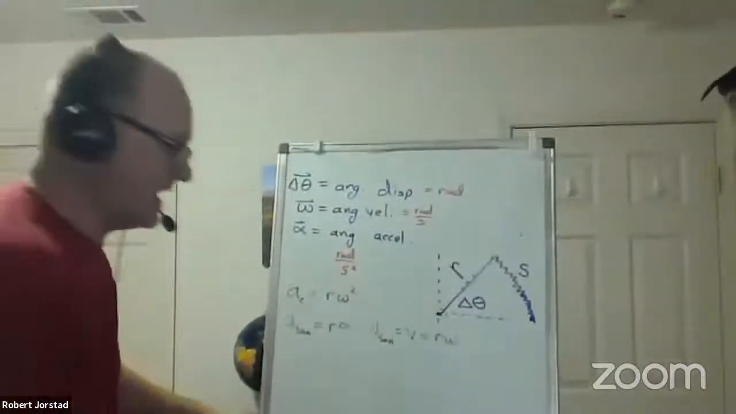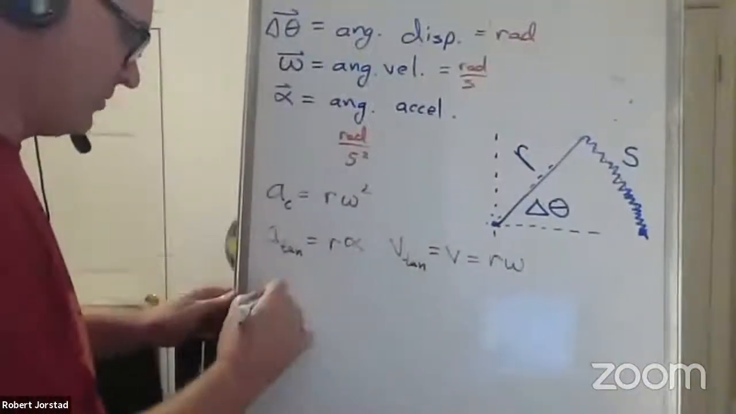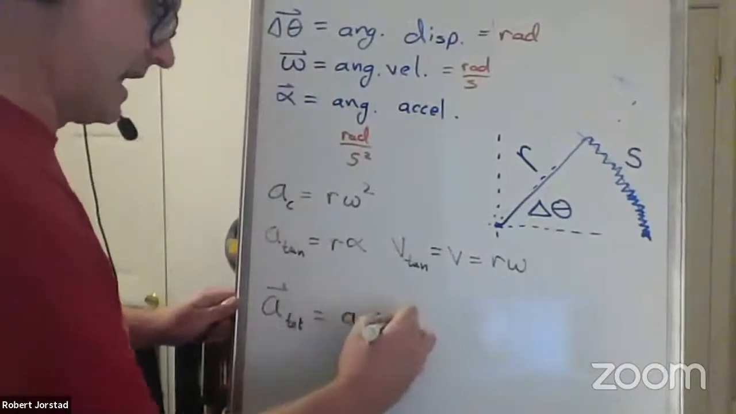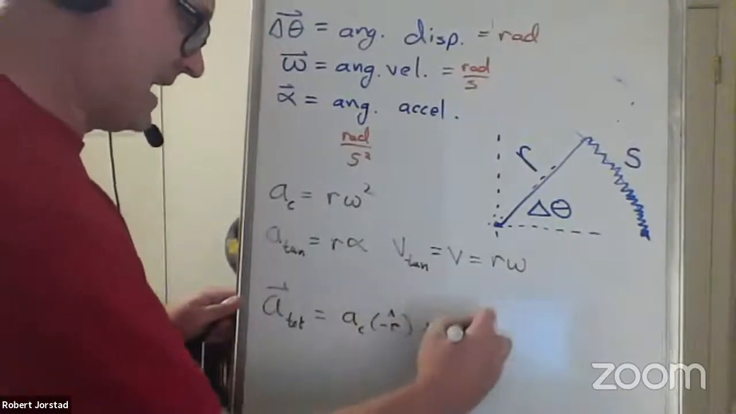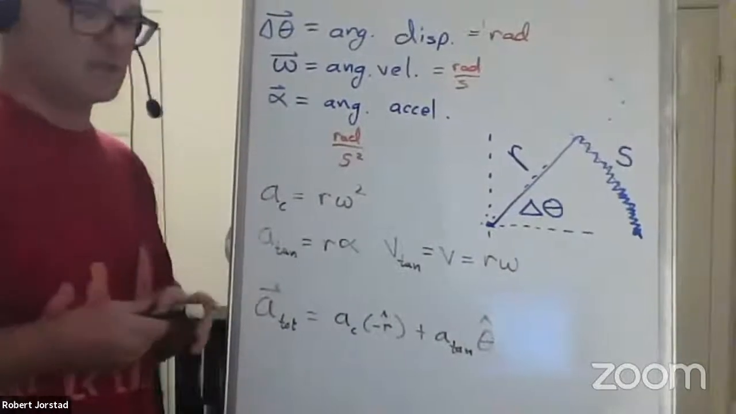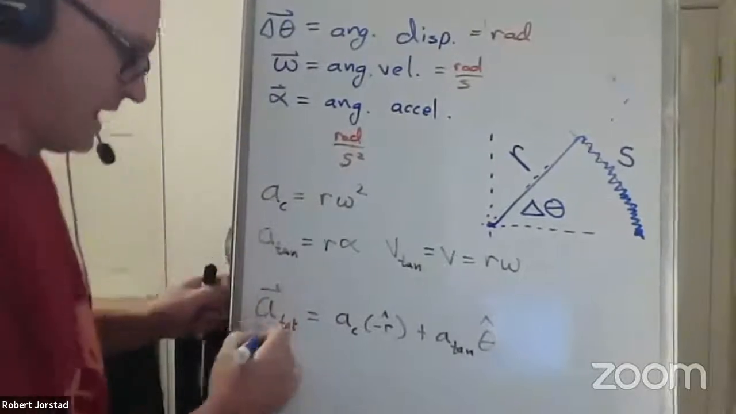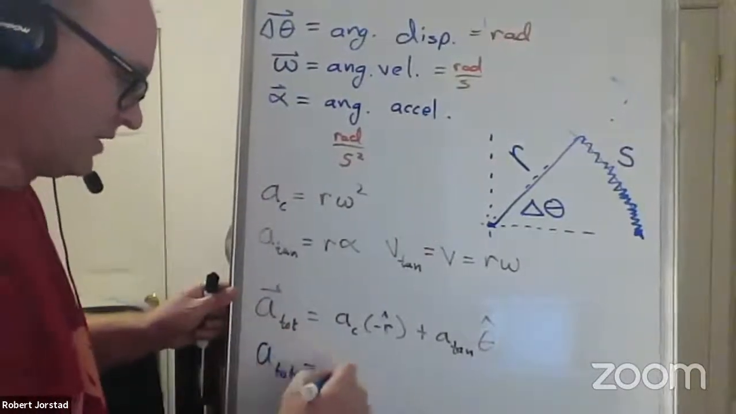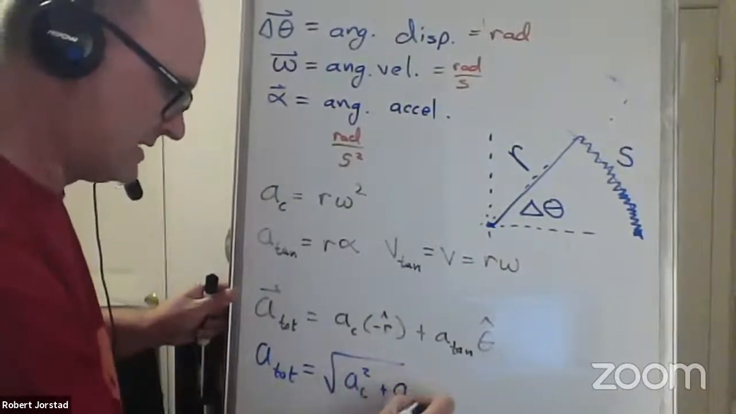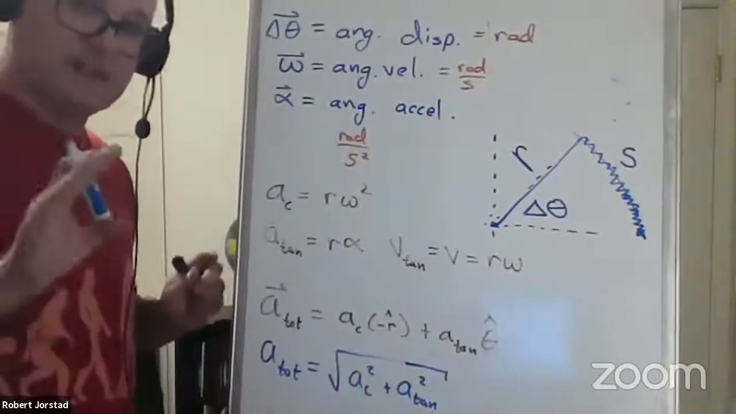The idea is there's another acceleration we need. A total, if you recall from chapter 6, was something like AC in the negative R hat plus A tangential in the theta hat or something like that. Now, we don't usually use this too often, but we do use the magnitude of it. So A total, the magnitude, is going to be the square root of AC squared plus A tangential squared, in quadrature. Now I want you to notice something.